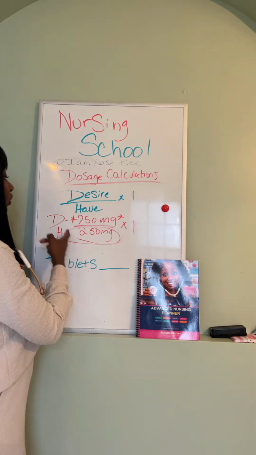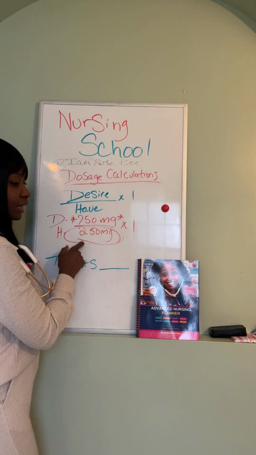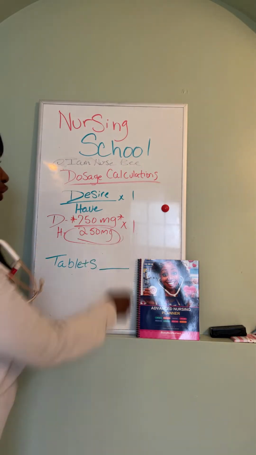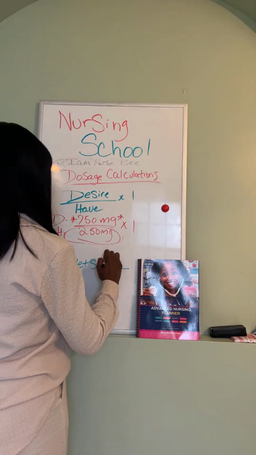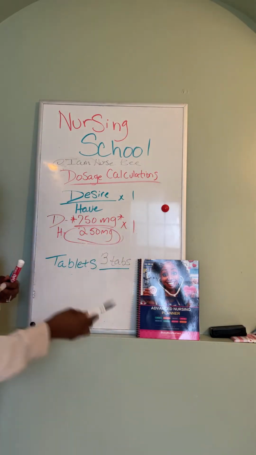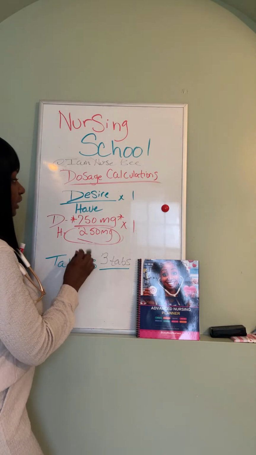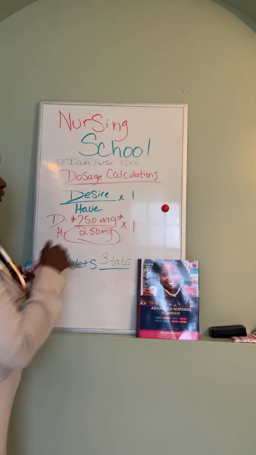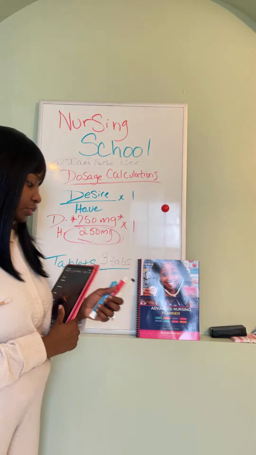Okay, so the doctor wanted 750 of this medicine. We only have 250. How many tablets are we going to give this patient to meet this doctor's order? We are going to give 3 tabs. You divide this, times 1, and it gives you 3 tablets. 3 tablets this patient will need to meet this doctor's order. If you got this in the chat, say you got it, and then we'll move forward.